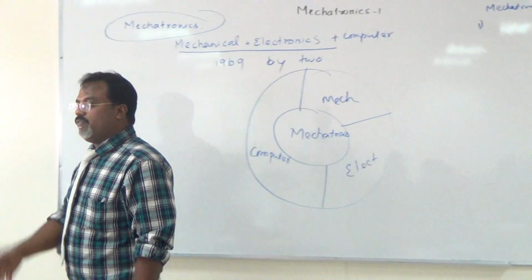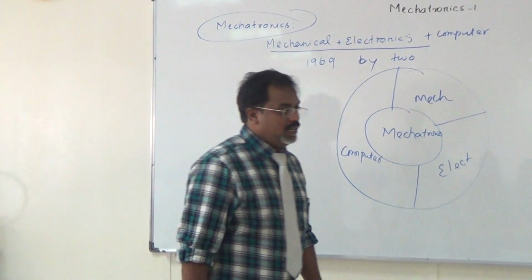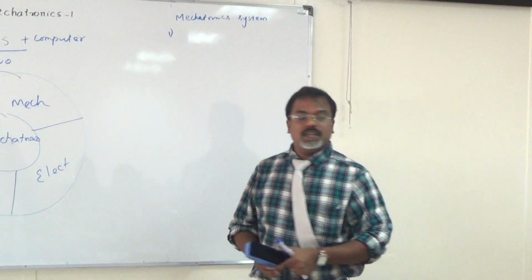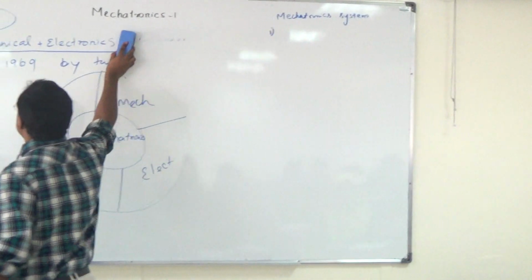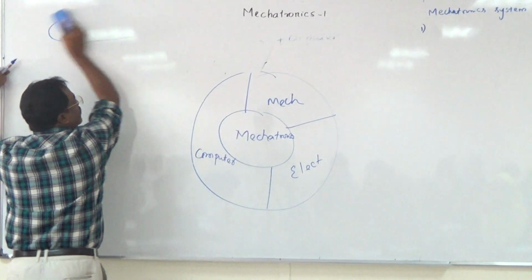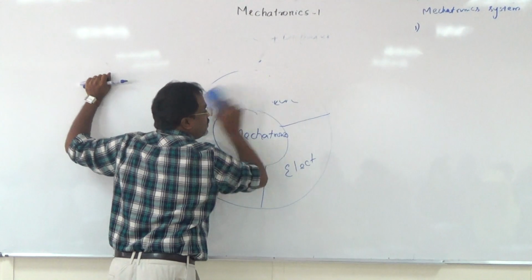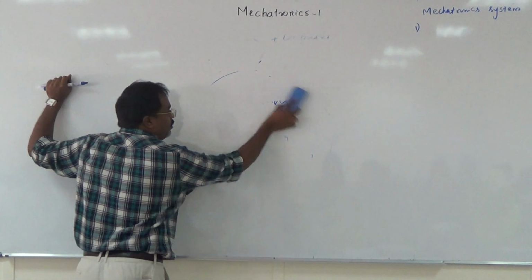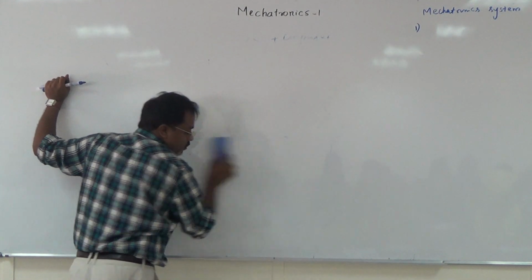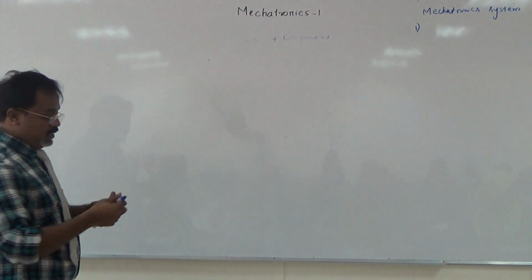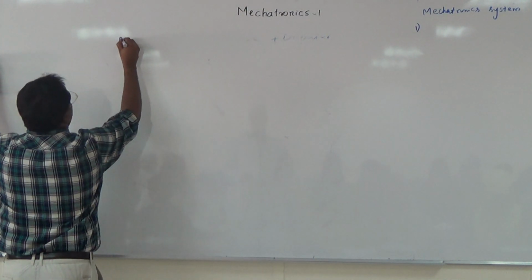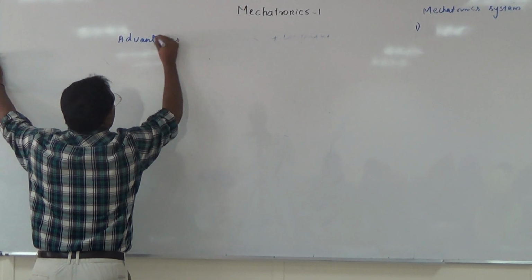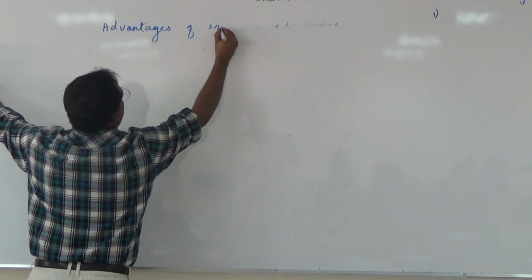So there are a lot of advantages in the mechatronics system. What are the advantages? You can see. You say some advantages. Why are we going for the mechatronics system? More accurate. More accurate, very good. The one is more accurate. See the mechatronics system. Advantages of mechatronics system. You speak something. Advantages of mechatronics. Okay?